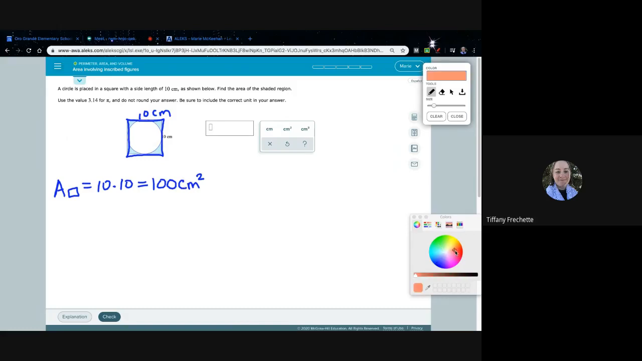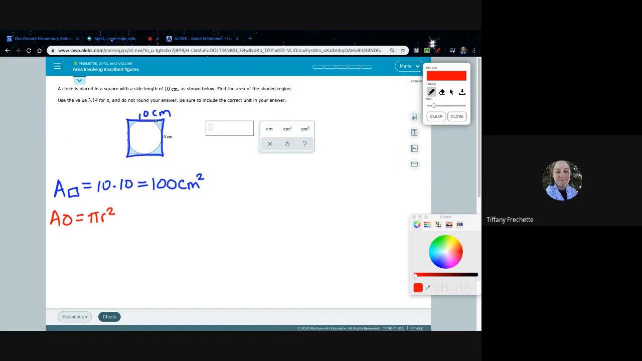All right, so now let's find the area of our circle. So remember, area of a circle equals pi r squared. This isn't a semicircle. It's the full circle we're cutting out. So I don't need to divide by 2. I divided by 2 in the example because it was a semicircle. It was half the circle.